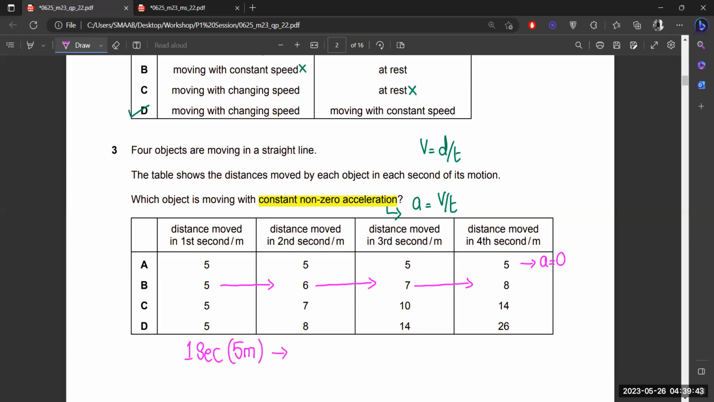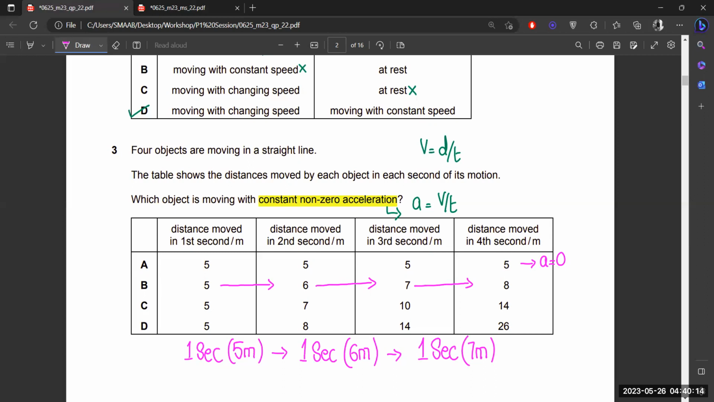Then in our next second, we cover 6 meters. Then again in the third second, it means one more second, we cover 7 meter. It means our distance is increasing, or we are covering distance plus 1 meter every time. So it means there is a change in distance with respect to time. It means there is a change in speed.